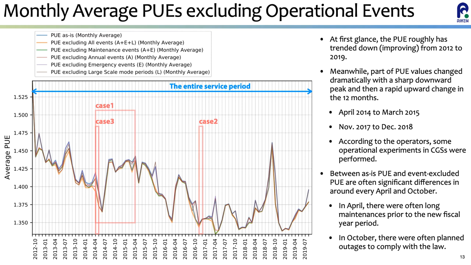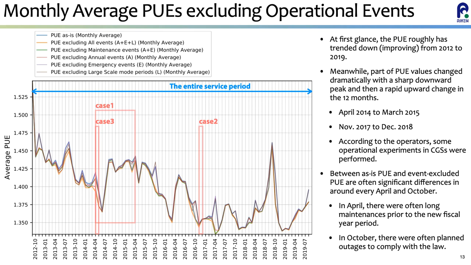Between as-is PUE and event-excluded PUE, there are often significant differences around every April and October. In April, there were often long maintenances prior to the new fiscal year period. That month especially spends long-term annual maintenance operation compared with the rest of the months.